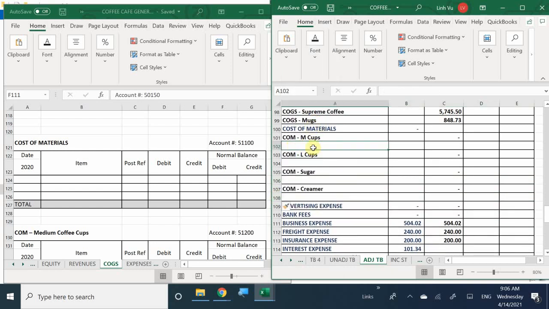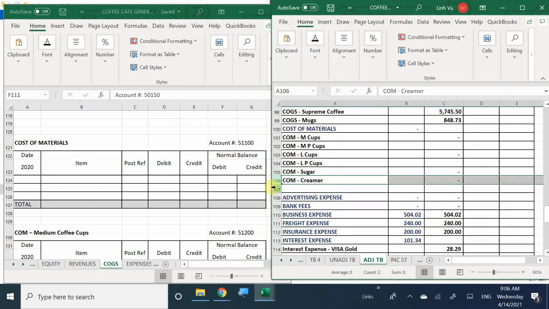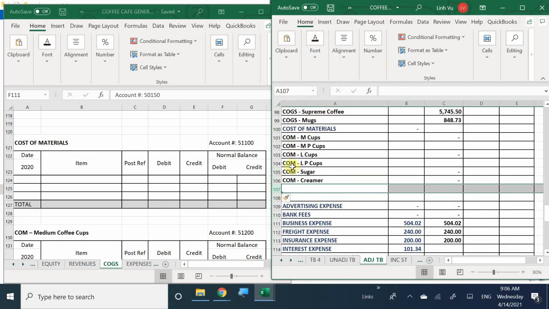Okay, so here we should have cost of materials, medium cups. We should have cost of material for the medium plastic cups. I'm just going to use abbreviations for short. We also have cost of materials for the large plastic cups. We have it for the sugar. I just realized I put it in the wrong spot. We have it for the sugar, the creamer. We also bought heavy whipping cream, and we also bought whipped cream.